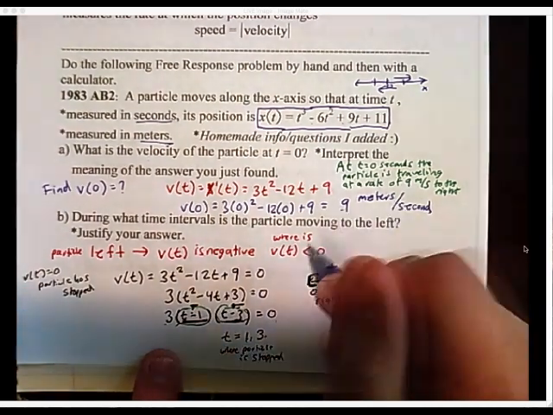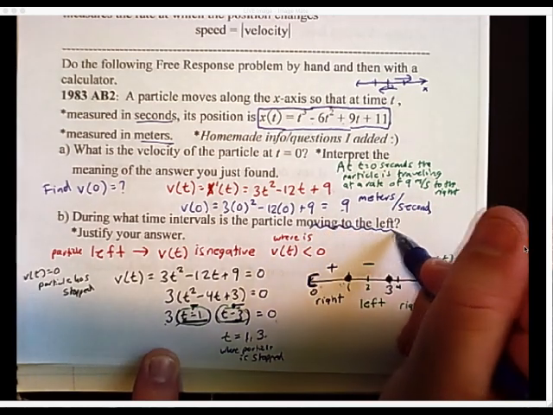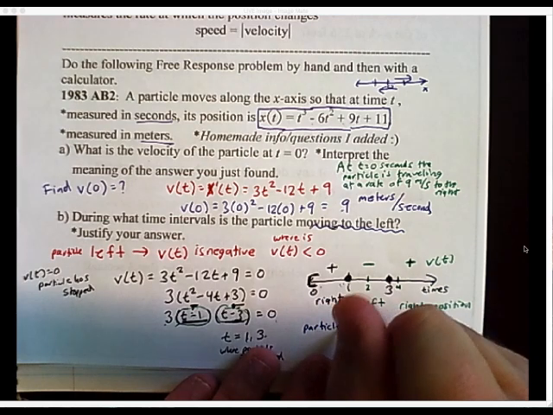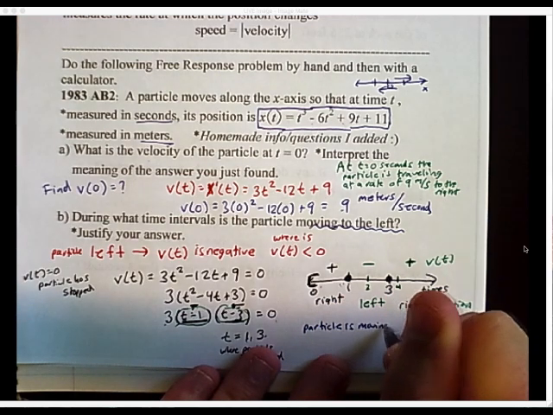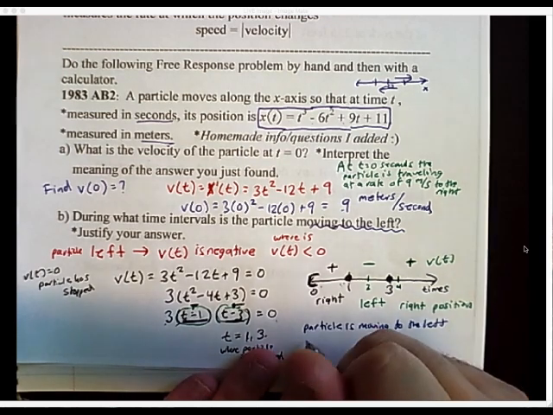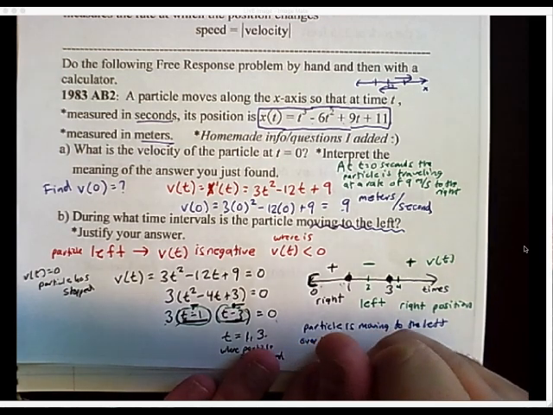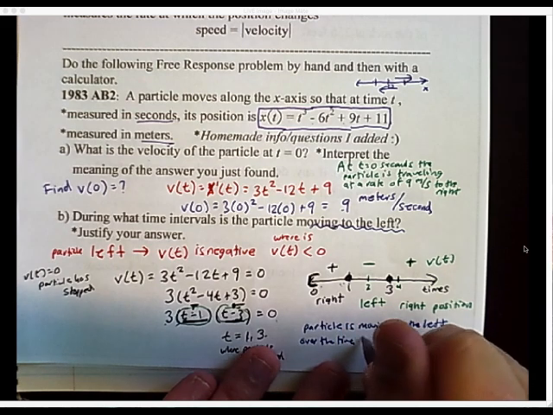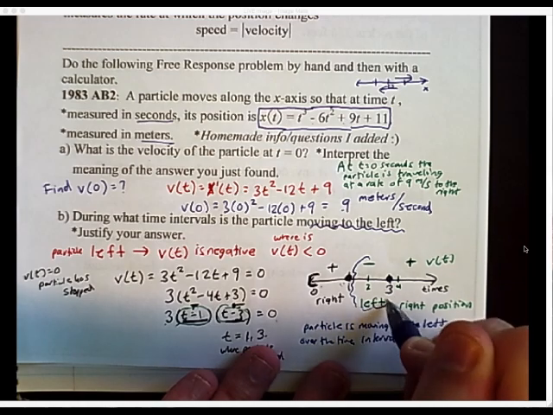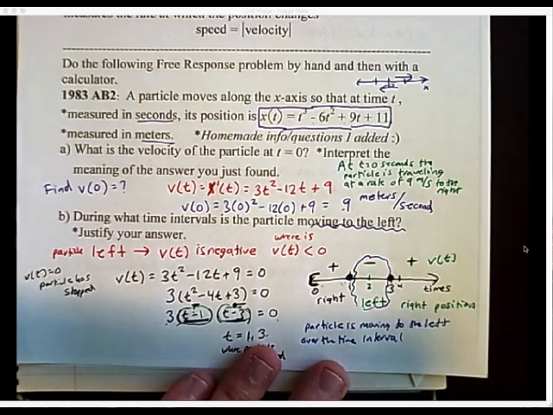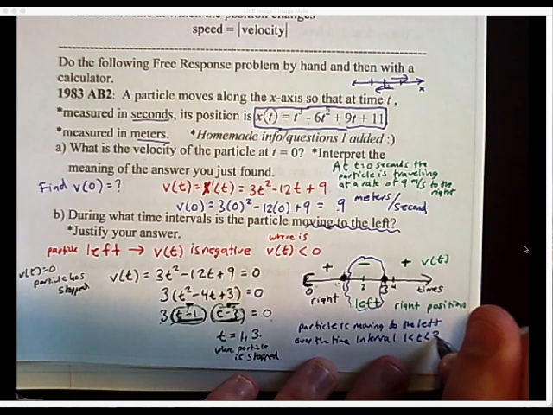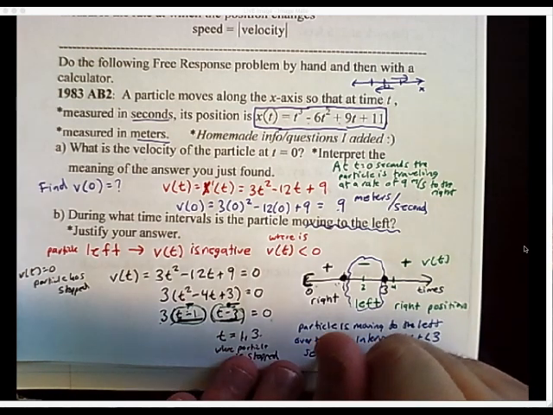The question's asking, when is it moving to the left? Here's how we would say it. We'd say the particle is moving to the left over the time interval. It's this one right here. Over the time interval between 1 and 3 seconds.